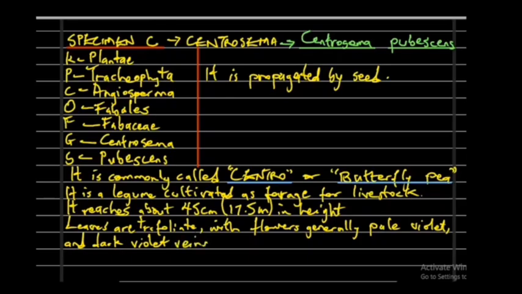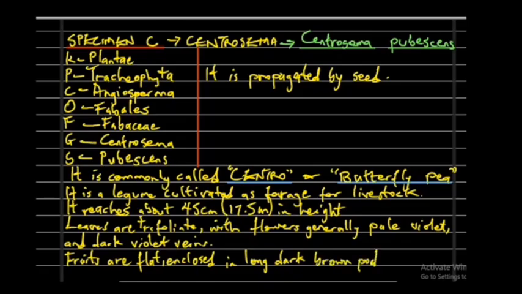The fruit that is produced by this plant is usually a flat, long, dark brown pod containing up to about 20 seeds. The fruits are flat, and they are enclosed in a long dark brown pod. Yes, in one pod you can have up to 20 seeds.